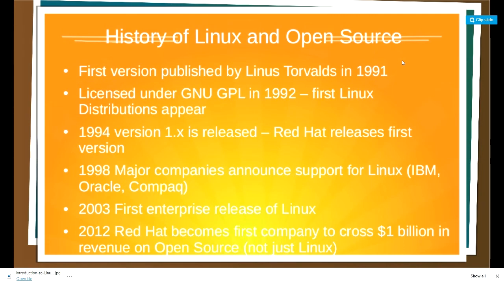Now we go back to the history of Linux and open source. First version published by Linus Torvalds in 1991. It was licensed under GNU GPL in 1992. First Linux distributions appear. In 1994, version 1.x is released, which is the Red Hat release first version. So we are using this one in Autotest, the Red Hat. In 1998, major companies announced support for Linux, which are IBM, Oracle, and Compaq. In 2003, first enterprise release of Linux. In 2012, Red Hat became the first company to cross $1 billion in revenue in open source.